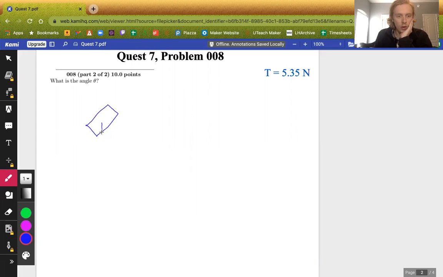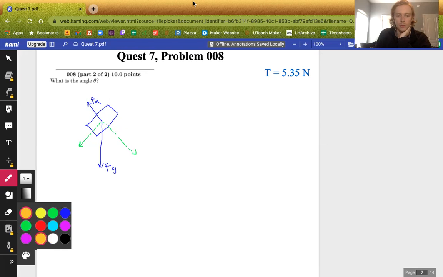And we have our weight force, which points down. That's going to be Fg. And we have our normal force, which points this direction like that. So those are our forces. From here, I'm going to break the weight into components. So we have this, that's our parallel component. This is going to be our perpendicular component down here.